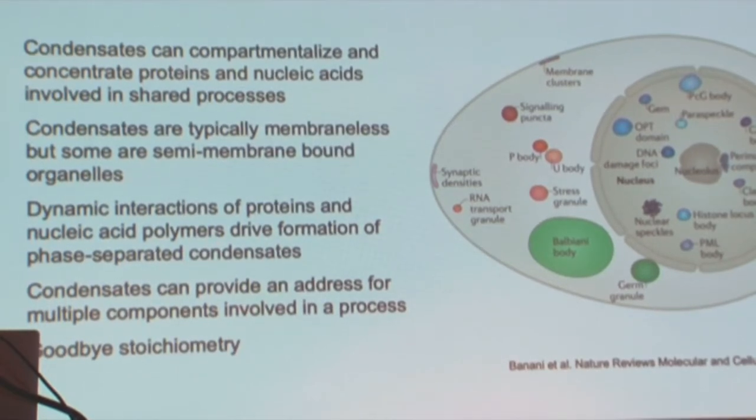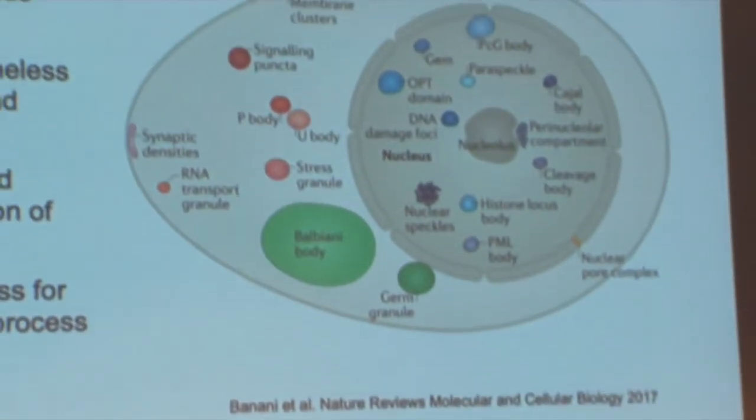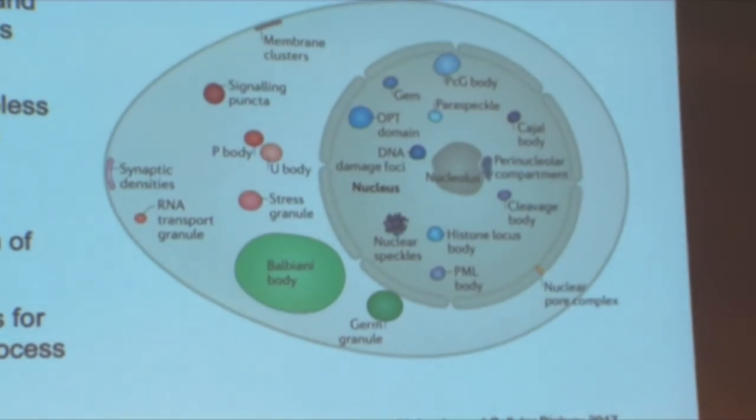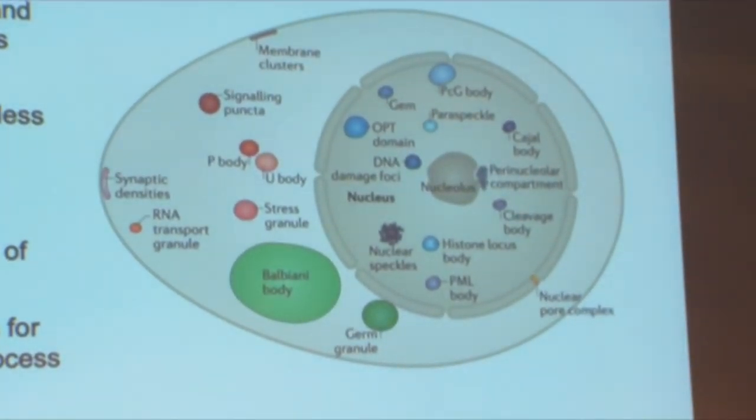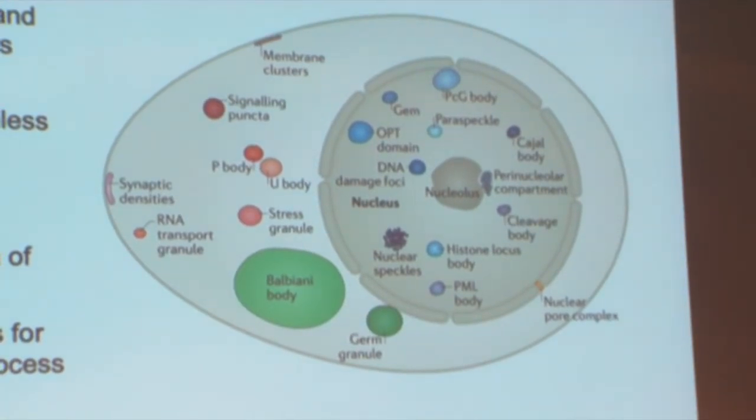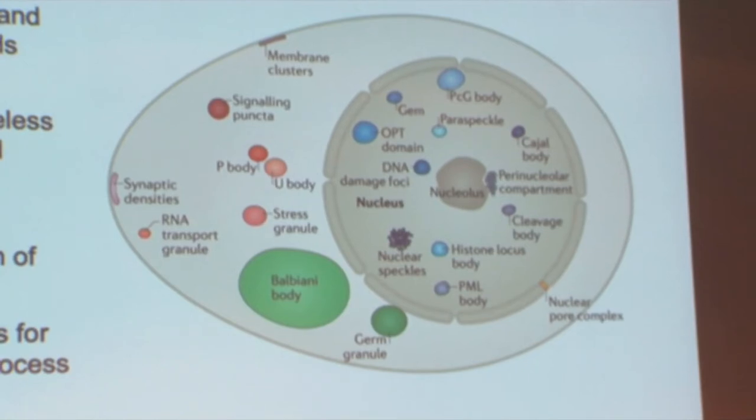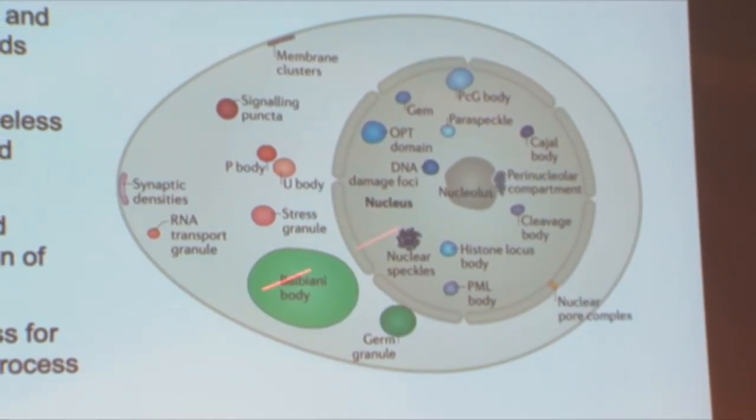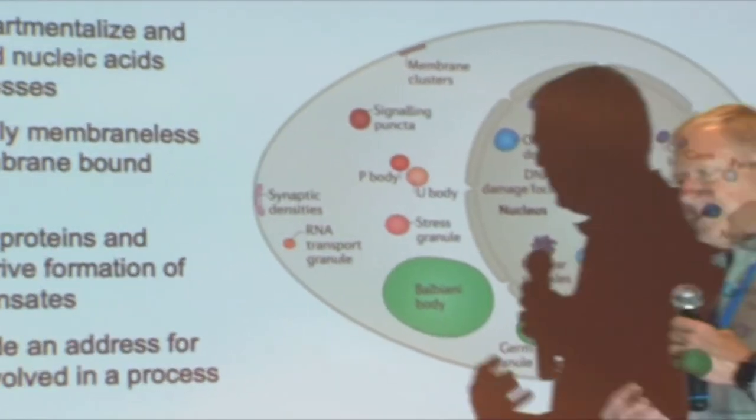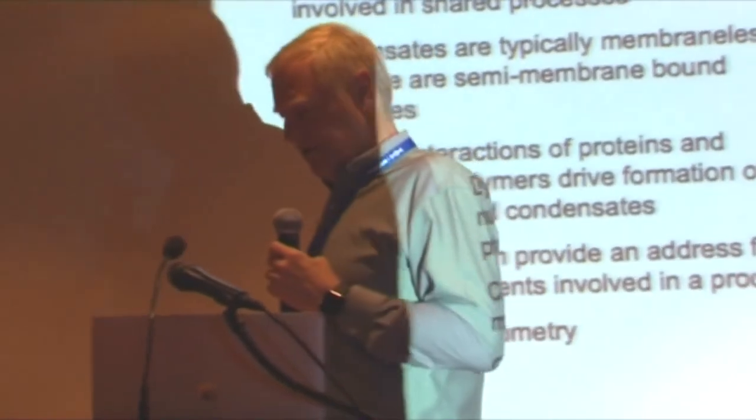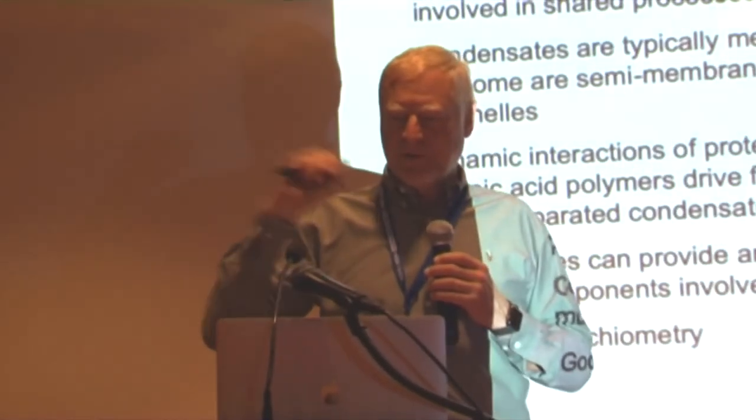In some cases, we think that the disordered regions or the oligomeric regions of proteins that are contributing to this behavior actually can provide something of a specific address so the protein can find its partners within a condensate. And this changes my view of stoichiometry. As a grad student, I would purify a protein that was actually a multi-subunit complex, and we would try and estimate the stoichiometry. There's one subunit of this, one of that, two of this, one of that. In this world of condensates, you don't have the same view as to stoichiometry.